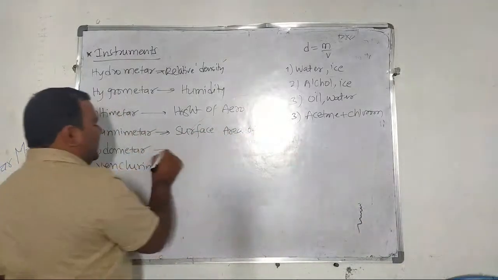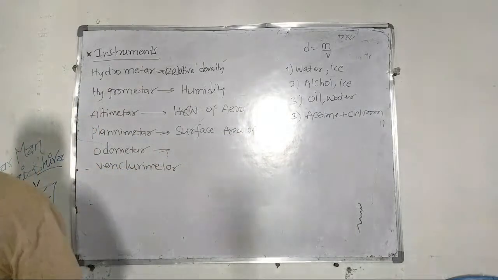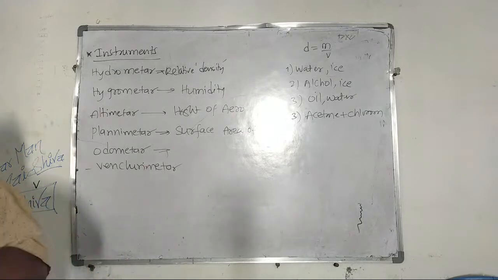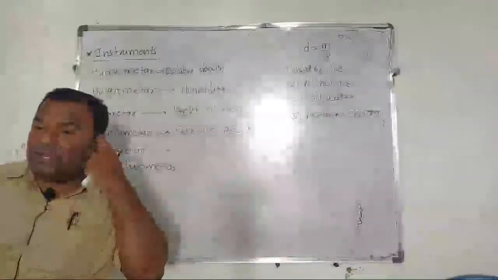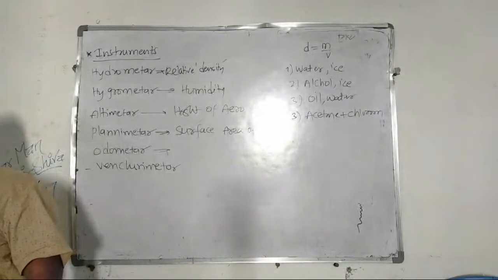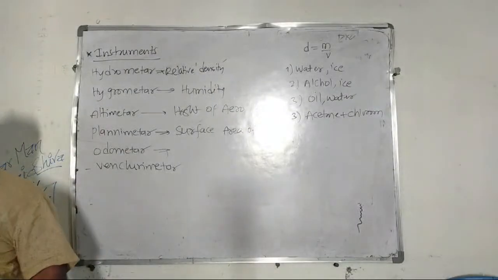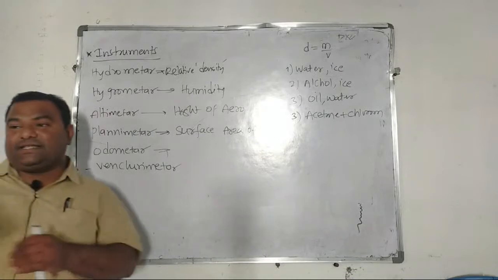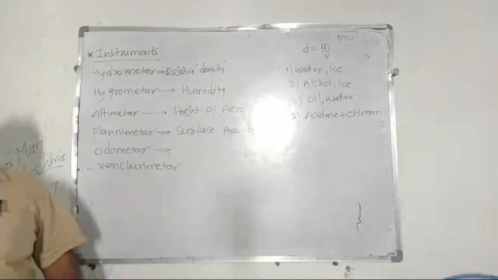And odometer. It is the same as a speedometer, in vehicles it is there. Speedometer means the speed of the vehicles. Odometer means the distance traveled by a vehicle or any object. So total distance is measured by odometer.